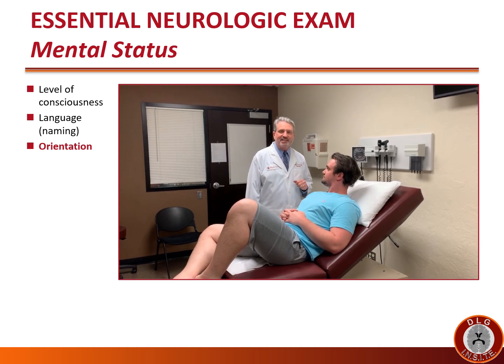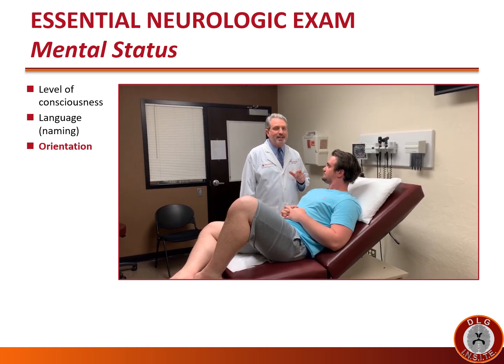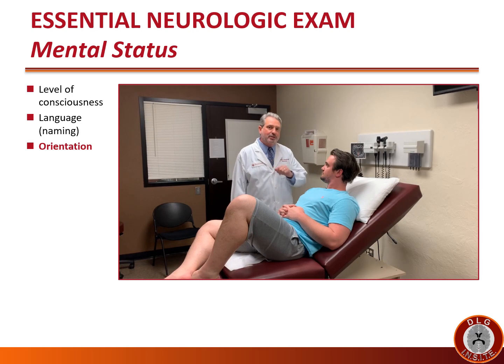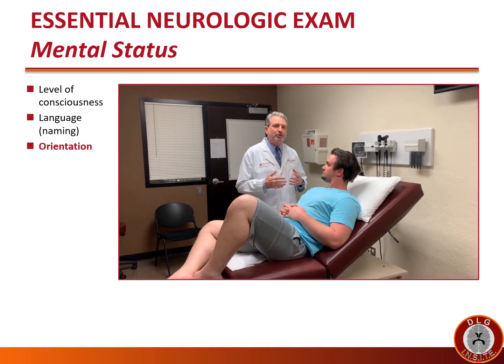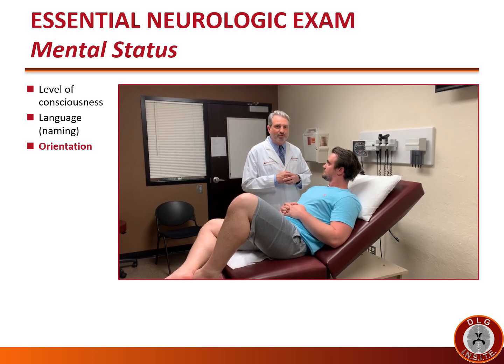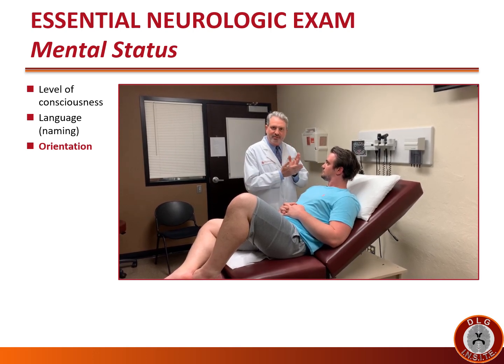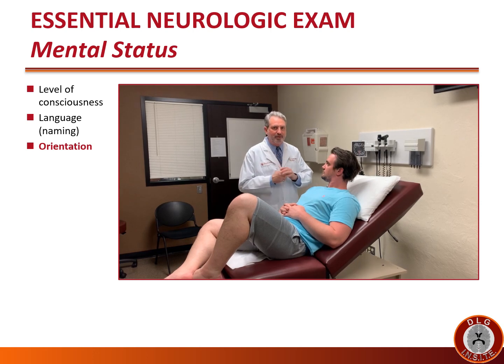Only after you have assessed level of consciousness and naming can you then proceed to the rest of the mental status testing. And on the essential neurologic exam, we're only going to do orientation after we've done level of consciousness assessment and naming. Okay, sir.